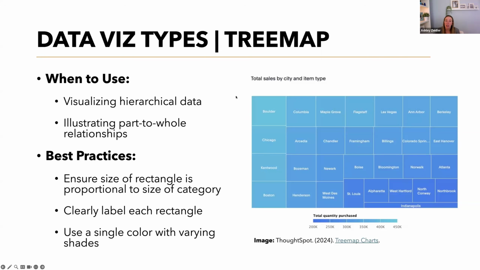But apart from visualizing hierarchical data, this type of graph helps illustrate part-to-whole relationships within a data set, so it demonstrates how each category contributes to the overall composition. And a few best practices for tree map charts would be ensuring that the size of the rectangle is proportional to the size of the category, clearly labeling each rectangle with concise labels, and then using a single color with varying shades to show changes in the data.